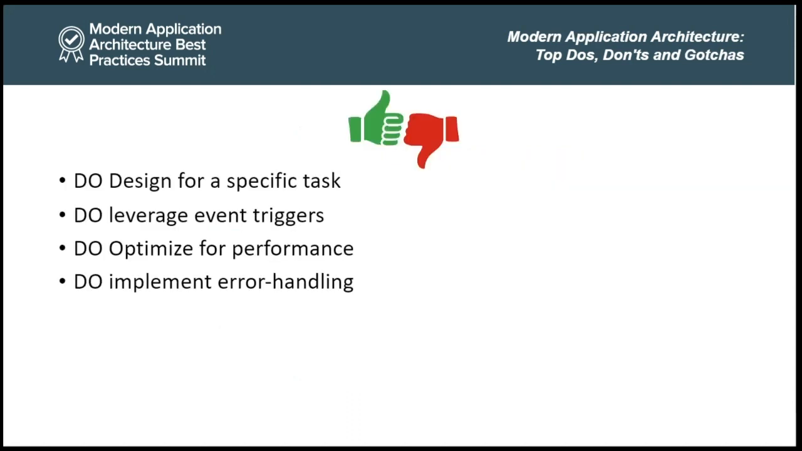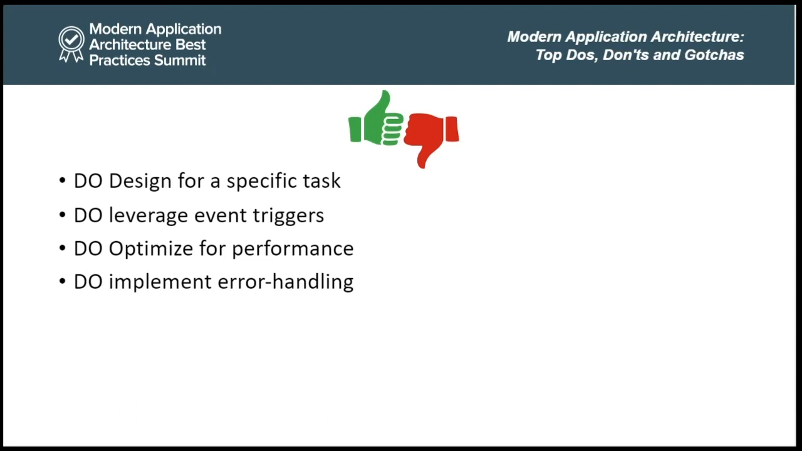So what are some good things about this particular thing that we need to consider? As I mentioned, design them for a specific task. You don't want a Lambda function to be 1,000 lines of logic. You want them to be very, very specific. Just input, do your process, and output, and you're done. You want to leverage event triggers, and we're going to get to this when we talk about event-driven.